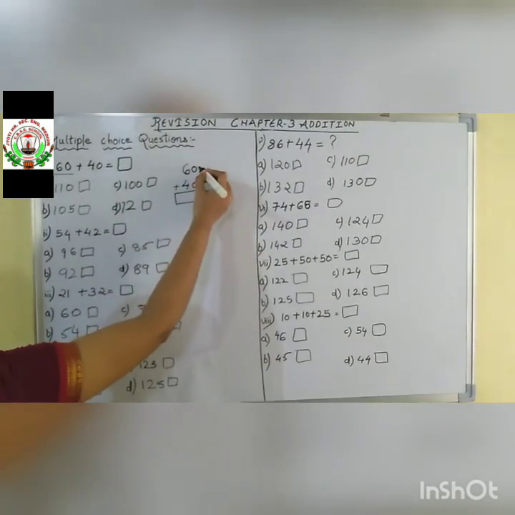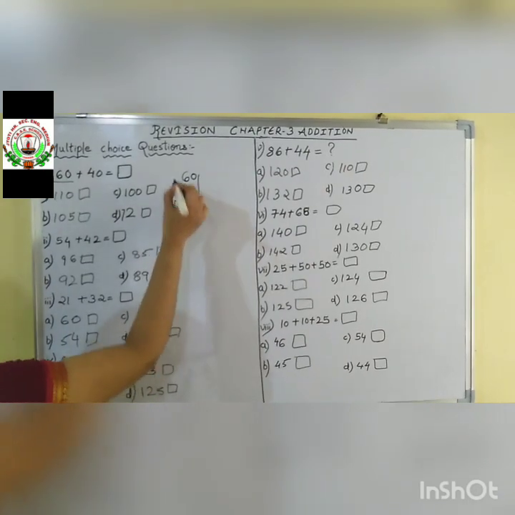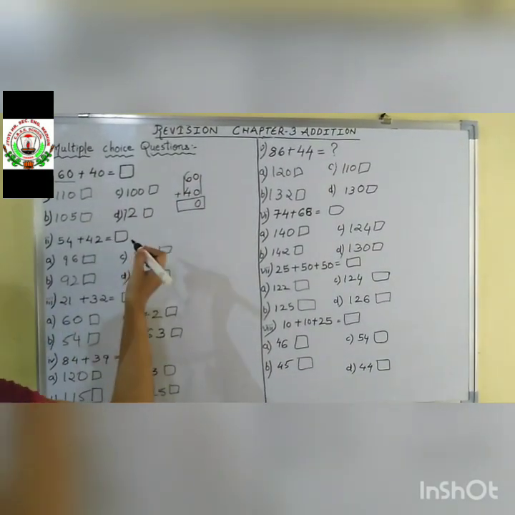Okay, let us start. 0 plus 0, answer is 0. Then 6 plus 4. 6 plus 4, what is the answer? 6 plus 4, 10.